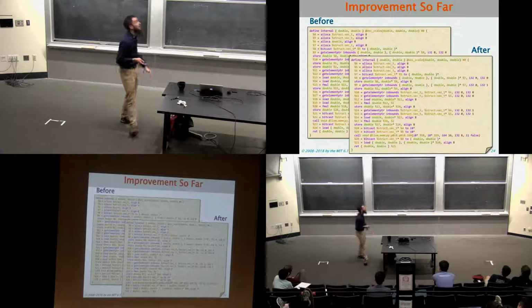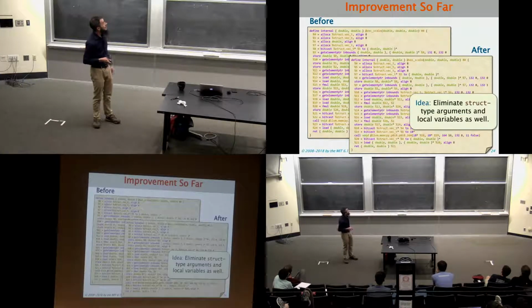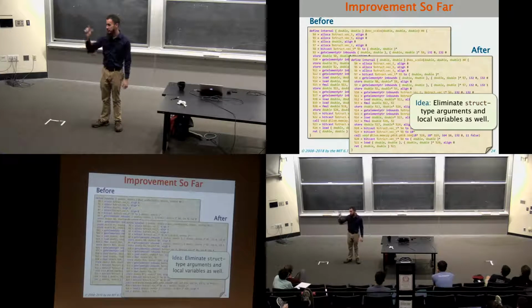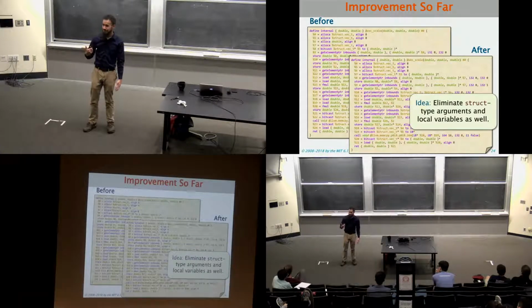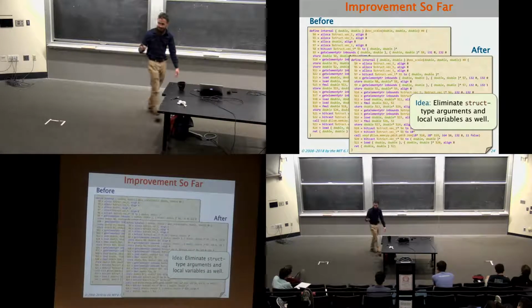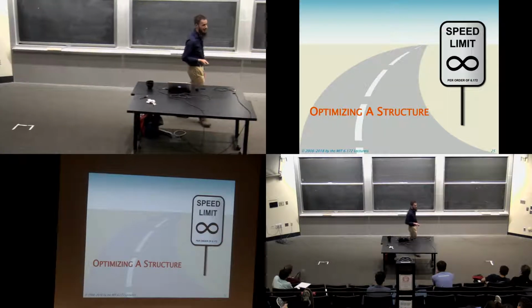Do it for every variable we have. In particular, the only other variable we have is this structure that we're passing in. So we want to do this kind of optimization on the structure. Make sense? So let's see how we optimize this structure.